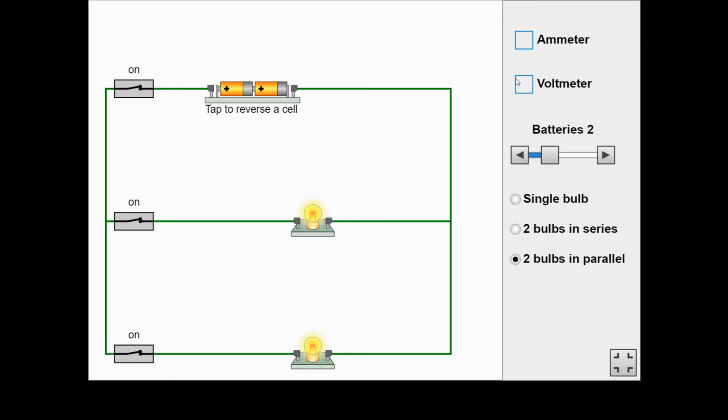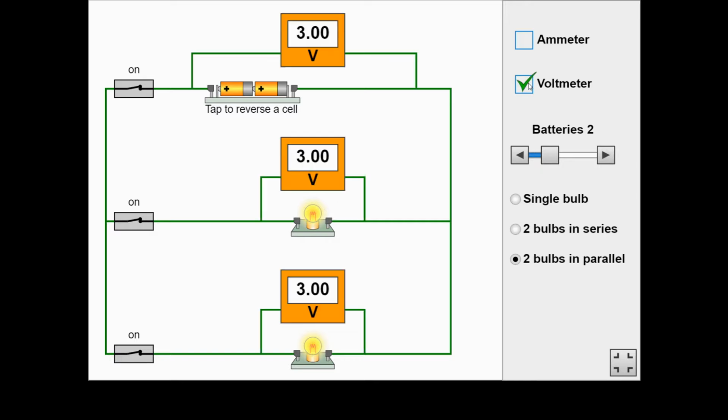Now, volts or potential difference here measured by our voltmeter is very similar. Whatever the potential difference across the batteries is, each component on each loop will get the same amount. So each loop is taking the same amount of energy out of the battery. And because they're on different loops, they don't have to share this time.